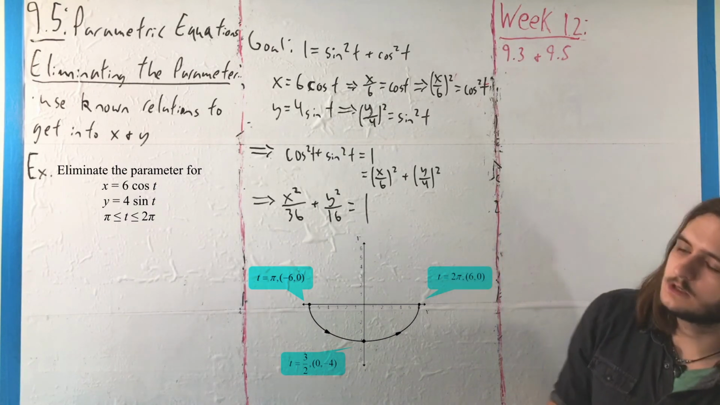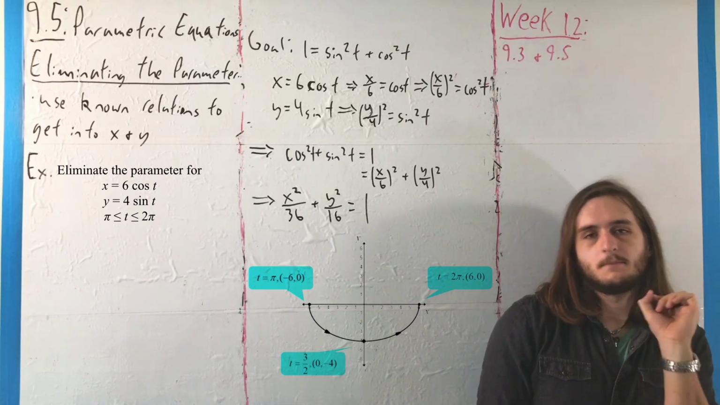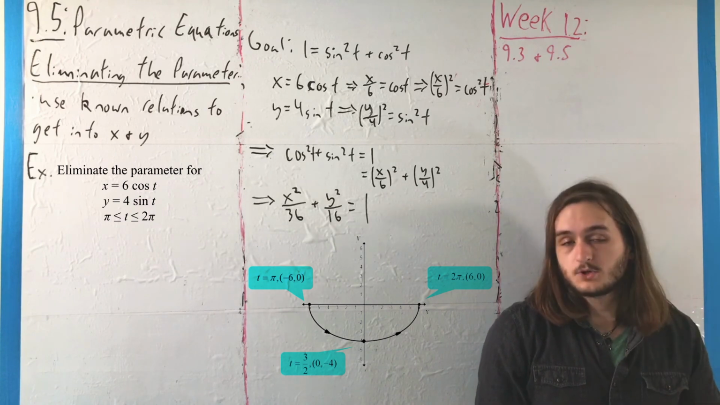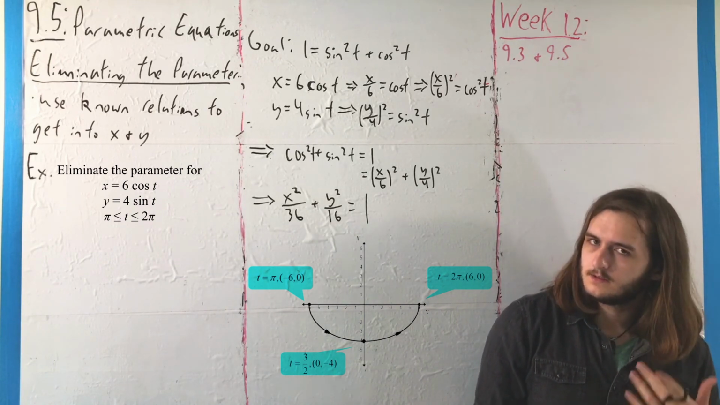And the last thing we're going to see here is how we can go in the other direction. If we have some relationship between x and y that we want to parameterize, that we want to represent with t, we'll see there's a pretty straightforward way to do that. And that's what we'll finish with.